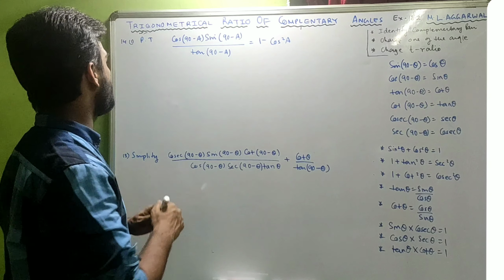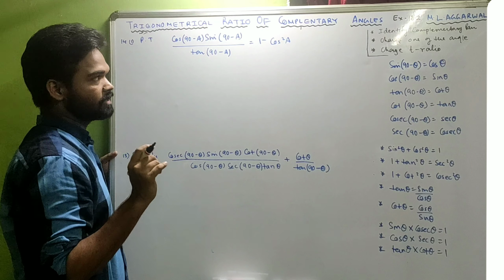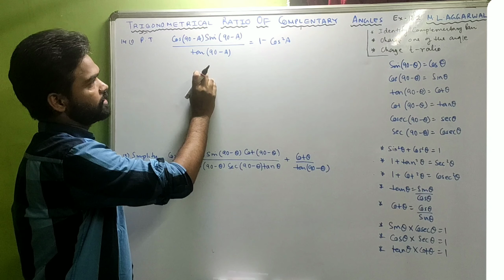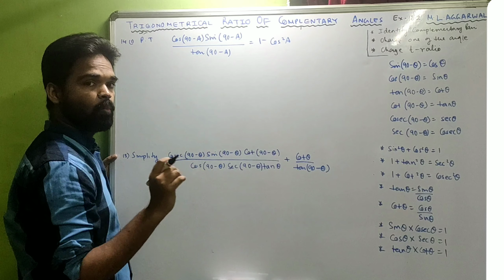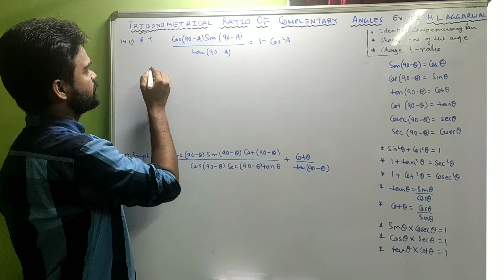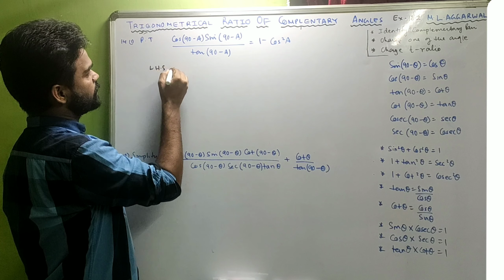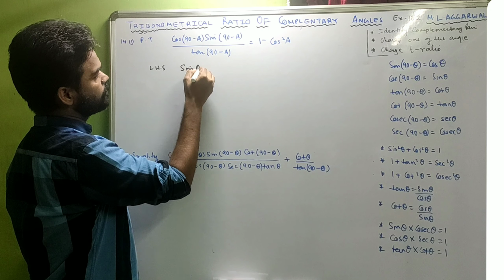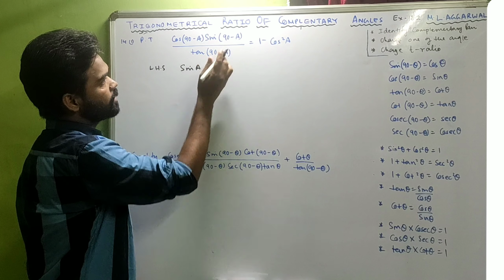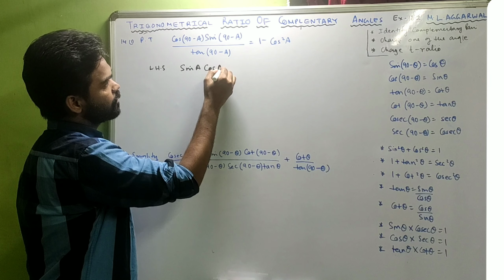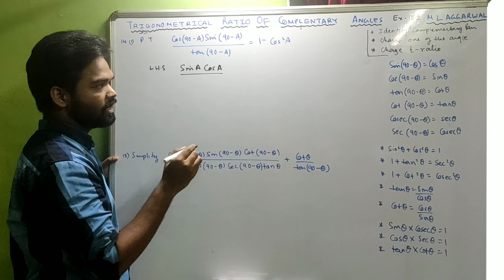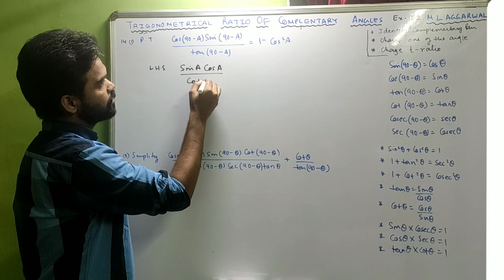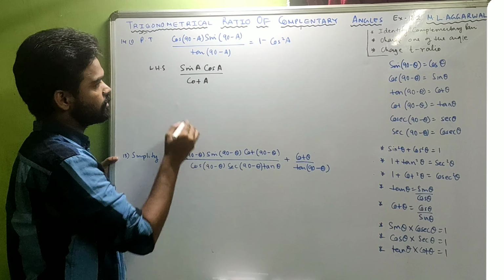Now look at 14 part 1. Prove that cos 90 minus a multiplied by sin 90 minus a by tan 90 minus a equals 1 minus cos square a. Very simple. Take left hand side. Now look, cos 90 minus a will be sin a. Sin 90 minus a will be cos a. And tan 90 minus a will be cot a. Am I clear or not?